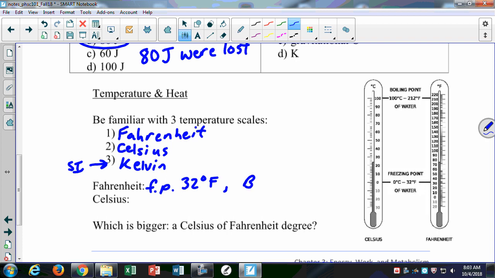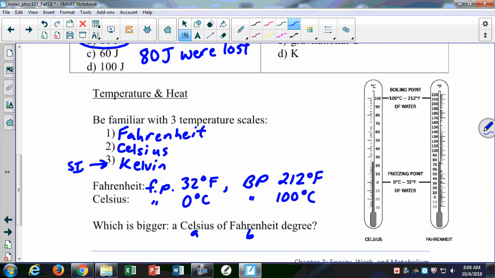The boiling point is 212 degrees Fahrenheit. But for the Celsius scale, the freezing point is 0 degrees Celsius, and the boiling point is 100 degrees Celsius. So then, which is bigger, A, a Celsius degree, or B, a Fahrenheit degree? If you have a change in temperature of 1 degree Celsius or 1 degree Fahrenheit, which of those is bigger? Is it 1 Celsius or 2 Fahrenheit?